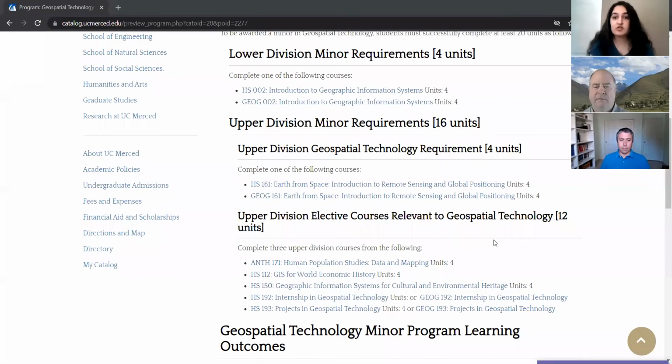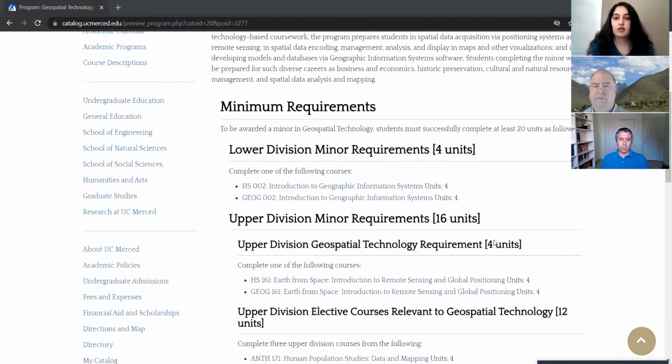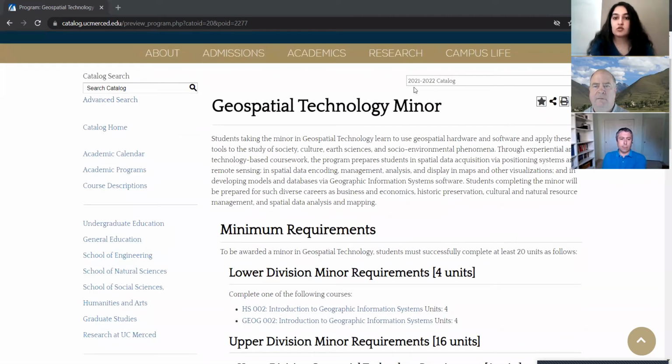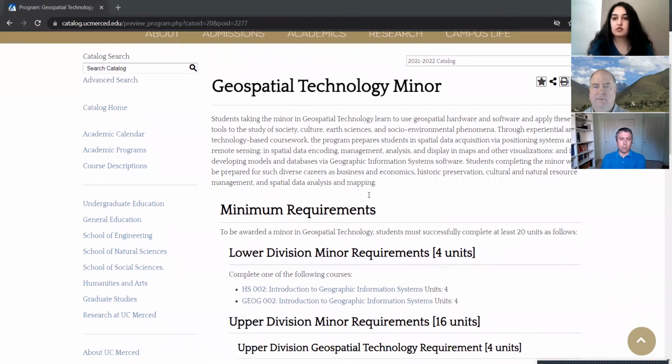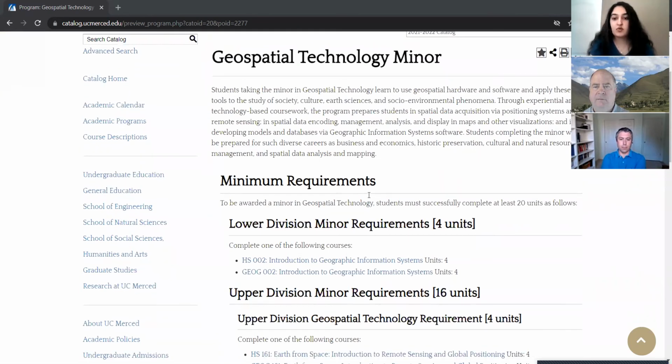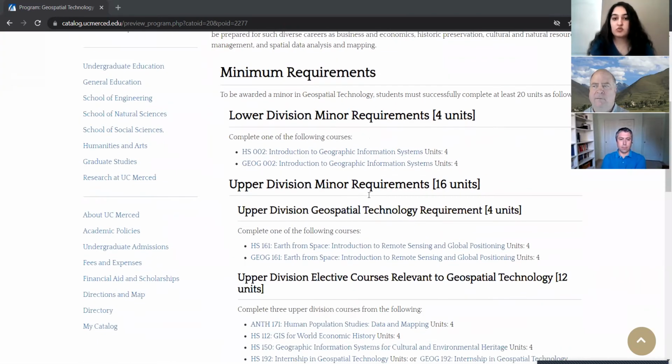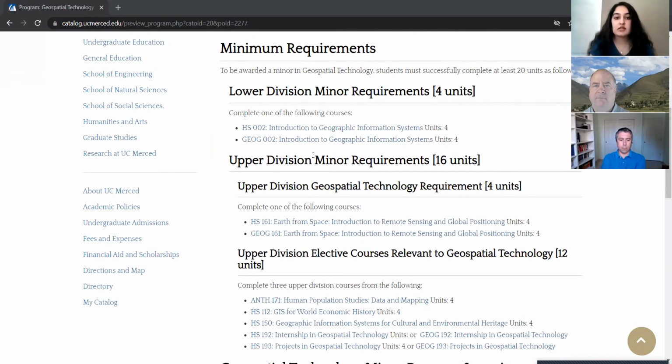So for students that are interested in this minor, you will find it under catalog.ucmerced.edu. If you go to the appropriate catalog year here, which would be 21-22, just because it's our new minor, that's where you're going to find our Geospatial Technology minor located. So in terms of requirements, just some brief knowledge on what's required for the minor. You will be asked to complete one of the following two lower division requirements, either Introduction to Geographic Information Systems. Well, actually, it's the same course. I think it's just titled two different ways. But ultimately, you will be asked to complete that course.